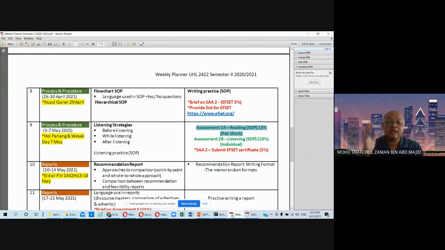Your focus should be only on graphic operating procedure. There are three types of SOP: graphic operating procedure, flowchart operating procedure, and hierarchical operating procedure. But for assessment 2A, your attention, your focus should only be on graphic operating procedure. Okay, right. Is it clear, class?